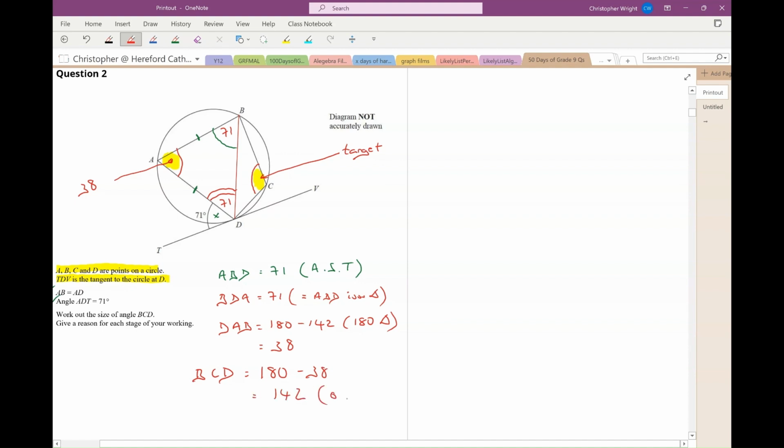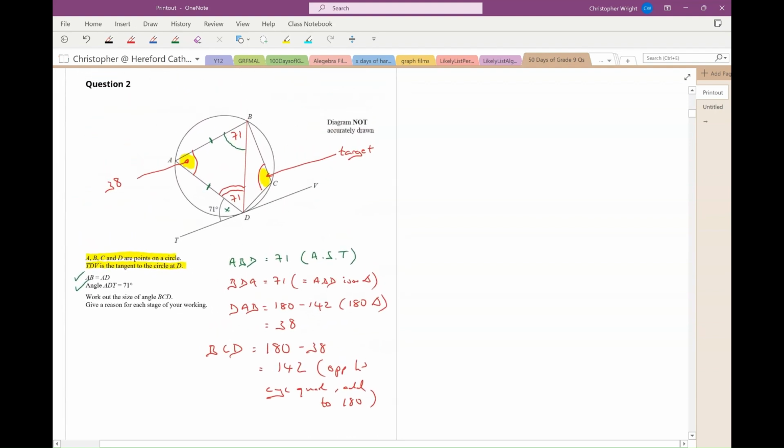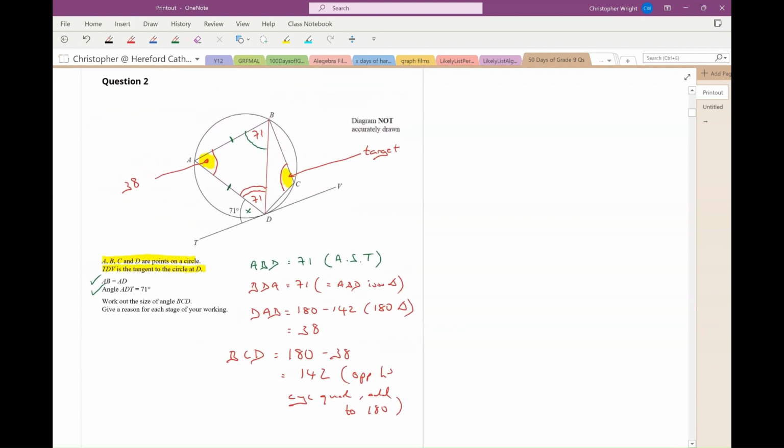I could say opposite angles, cyclic quadrilateral, add to 180. And there is one of the possible ways of doing question 2. And BCD is 142 degrees.